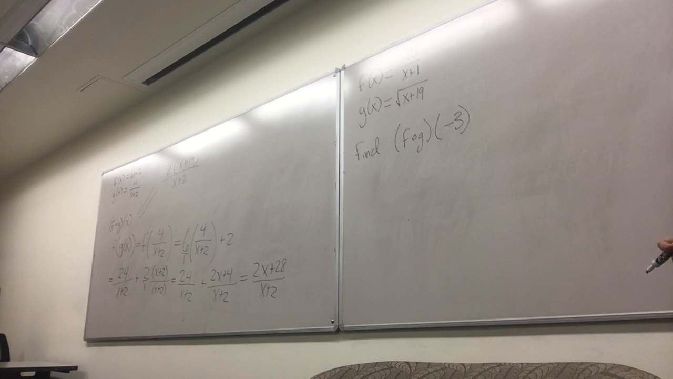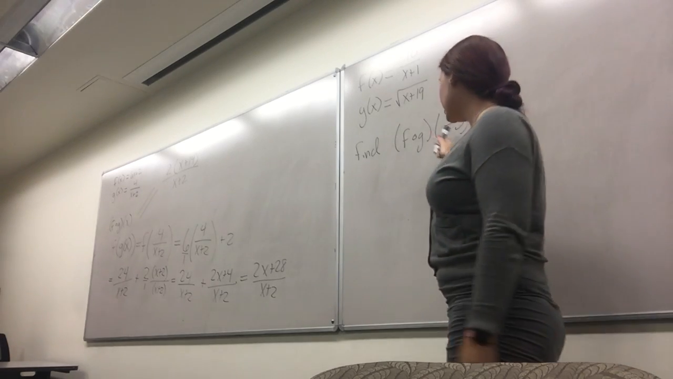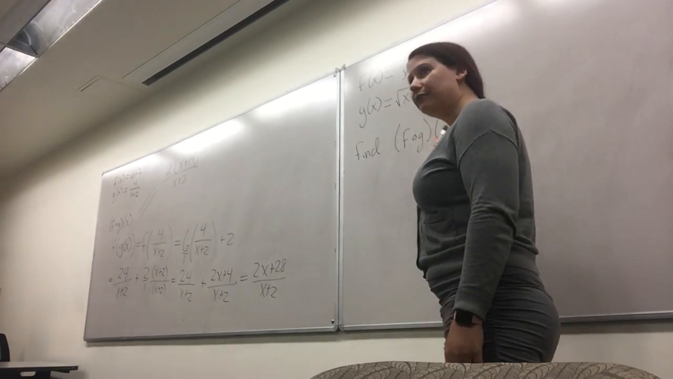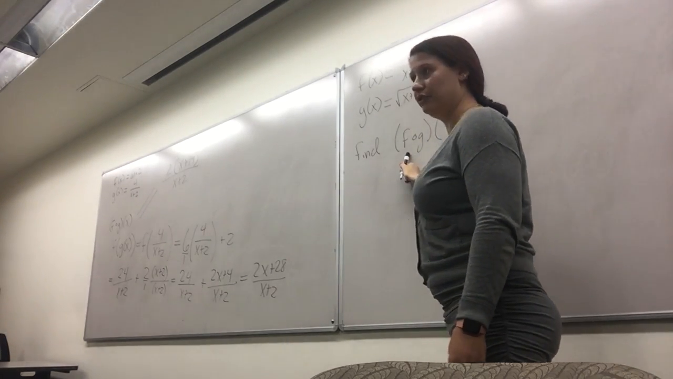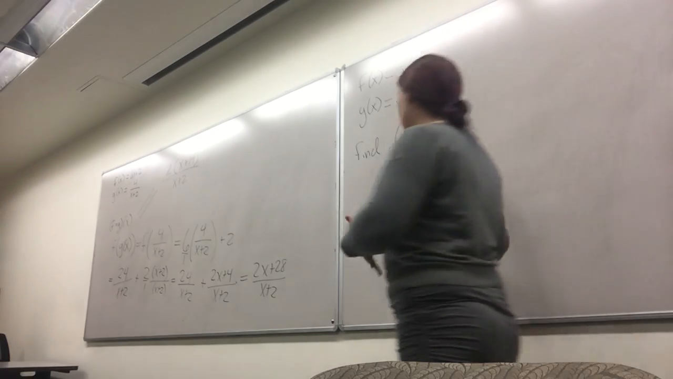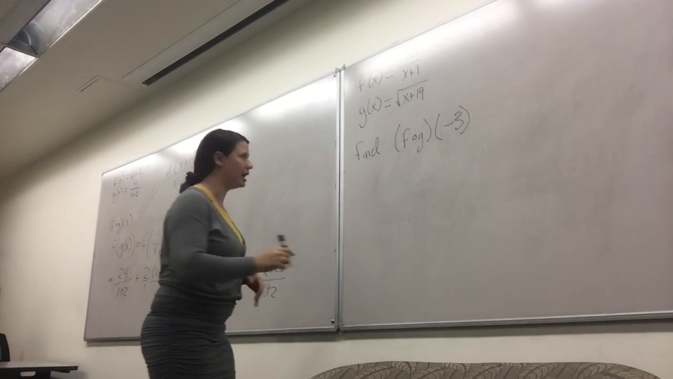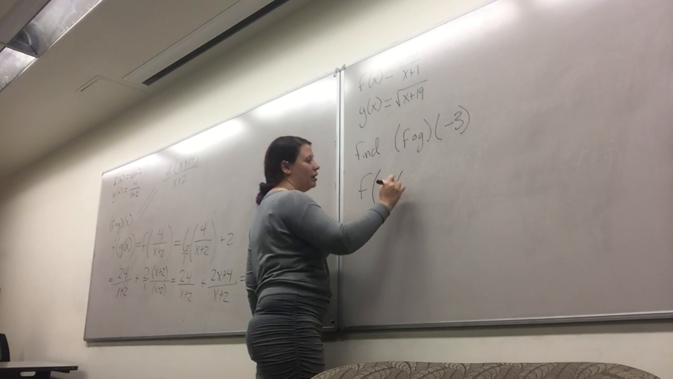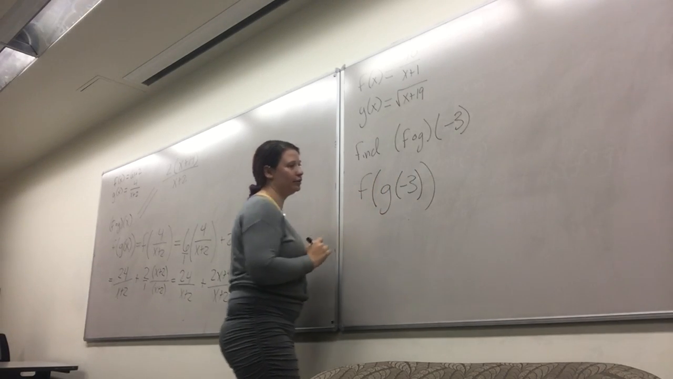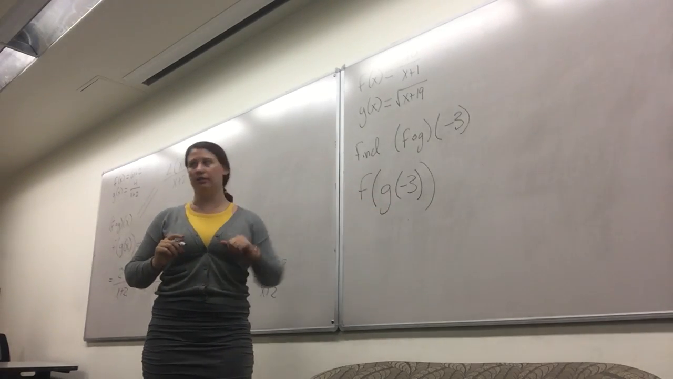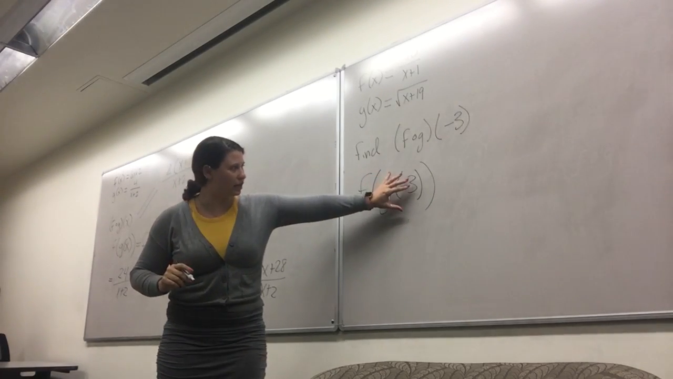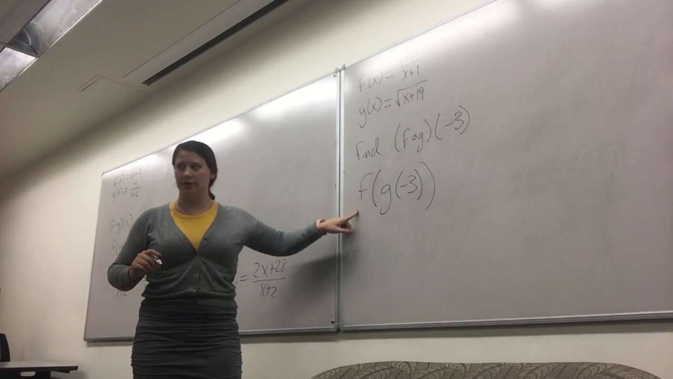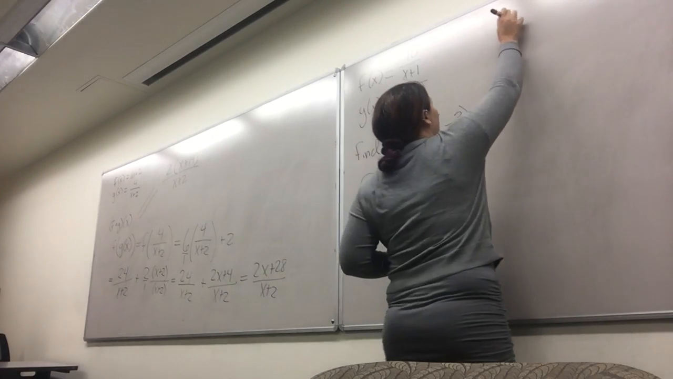Is this the rule that you told me? I'm sorry? The thing where you plug in negative 3 into g first. Yes, we plug negative 3 into g, and then whatever we get from that, we plug into f, right? So let's write it out in that formatting. That means we're doing f of g of negative 3, right? So we're plugging negative 3 into g. Then whatever we get there, we plug into f. So let's find g of negative 3.